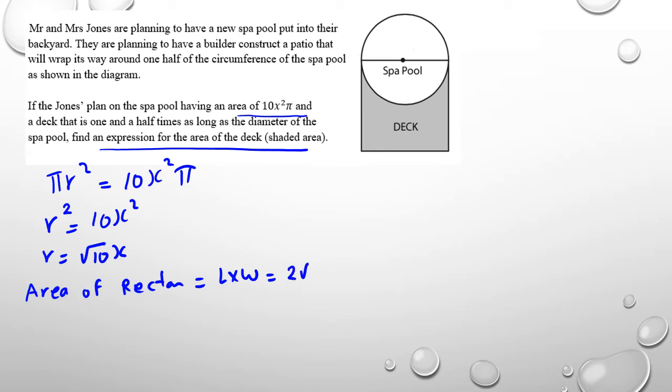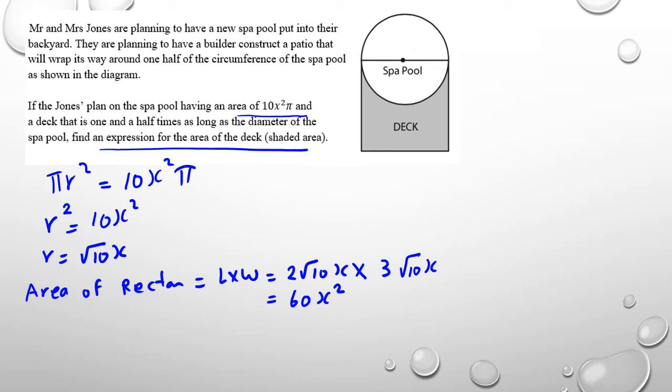That's 2 square root of 10x, because it's the same as the diameter of the circle. That's the width of the rectangle, sorry, and then the length is 2 times 1/2 times that, so it's 3 square root of 10x. So if you simplify it, you will end up with 60x squared. That's the area of the rectangle.